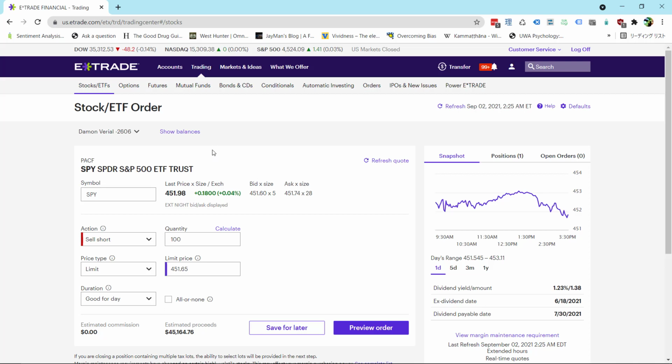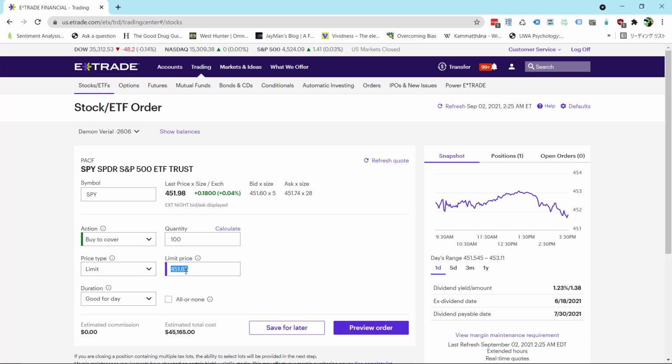The last thing I want to do is remind you how to close this trade, because a lot of people will know how to open the trade and then don't know what to do to close it. Essentially, all you're doing is the same thing. You're putting in the same symbol, but you're switching the action to buy to cover. And let's change the limit price because you want to make a profit.